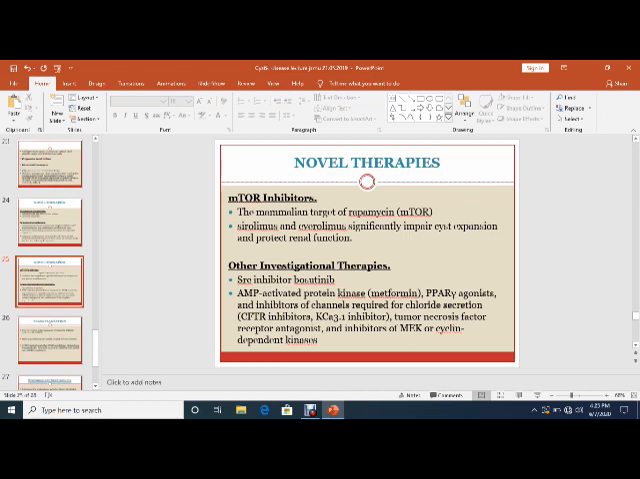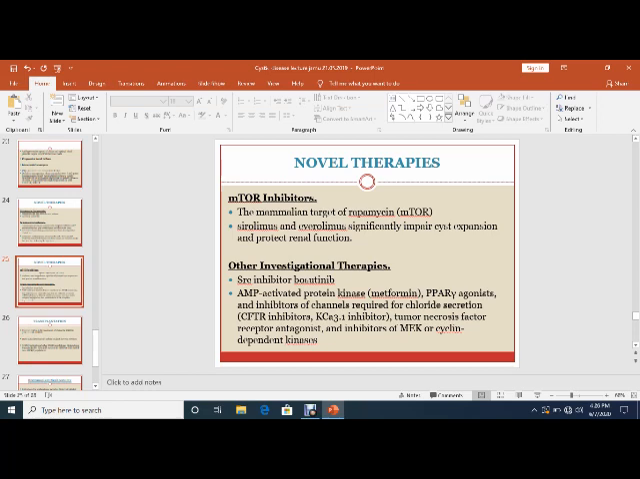mTOR inhibitors. What is mTOR? The mammalian target of rapamycin. M for mammalian, target of rapamycin inhibitors. The drugs are sirolimus, everolimus, and tacrolimus. These are the mTOR inhibitors that significantly impair the cyst expansion and protect the renal function.